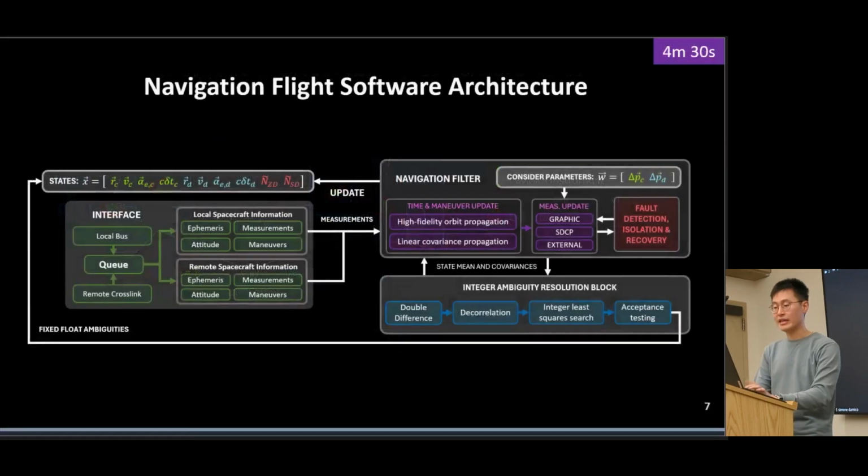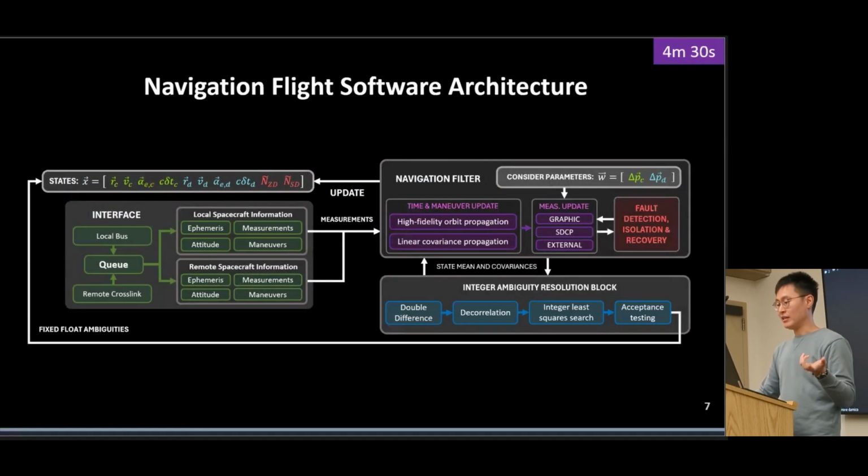Prior to filtering in our architecture, the interfacing layer collates all of this information, which includes ephemeris, measurements, attitudes, and maneuvers, and delivers them in a time-ordered stream to the filter. If no remote measurements arrive due to a crosslink outage, the interface layer has a decision logic implemented that will help trigger transition into and out of absolute only orbit determination.